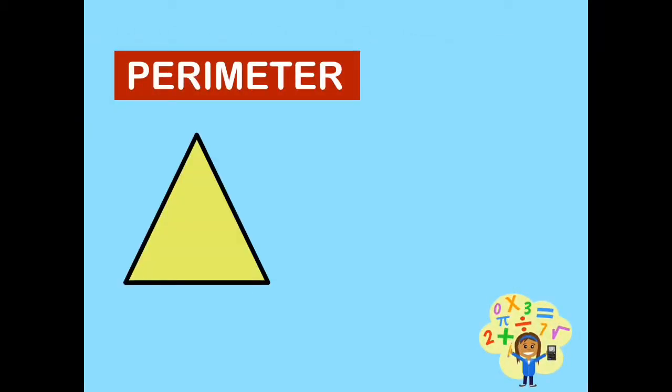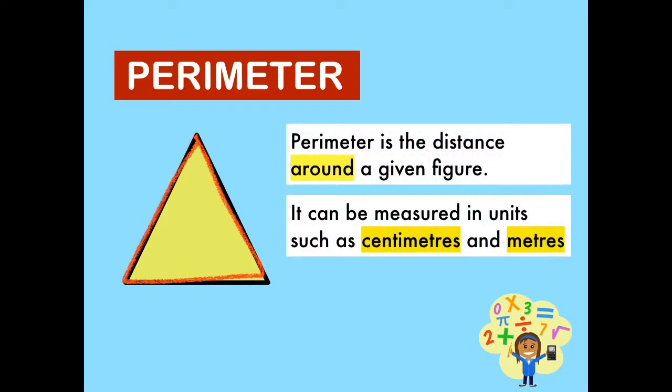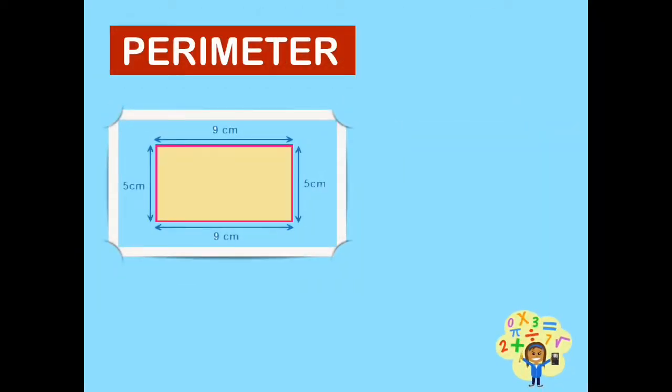Try to draw a triangle on a piece of paper and trace the lines around it using your finger. The one that you are tracing is the perimeter of the triangle. Perimeter is the distance around the given figure. It can be measured in units such as centimeters or meters. How do we find the perimeter of the given figure? The perimeter of a figure is the total length around it.